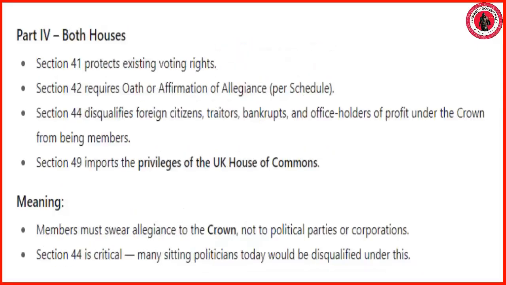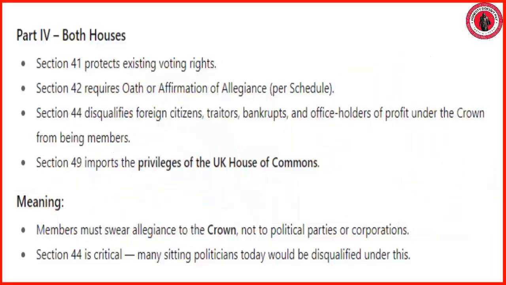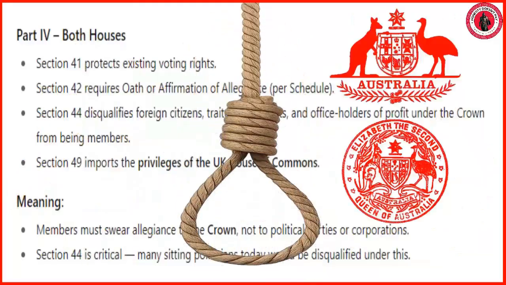Part 4, both houses. Section 41 protects existing voting rights. Section 42 requires oath or affirmation of allegiance per schedule. Section 44 disqualifies foreign citizens, traitors, bankrupts and office holders of profit under the Crown from being members. Section 49 imports the privileges of the UK House of Commons, meaning members must swear allegiance to the Crown, not to political parties or corporations. Section 44 is critical. Many sitting politicians today would be disqualified under this.